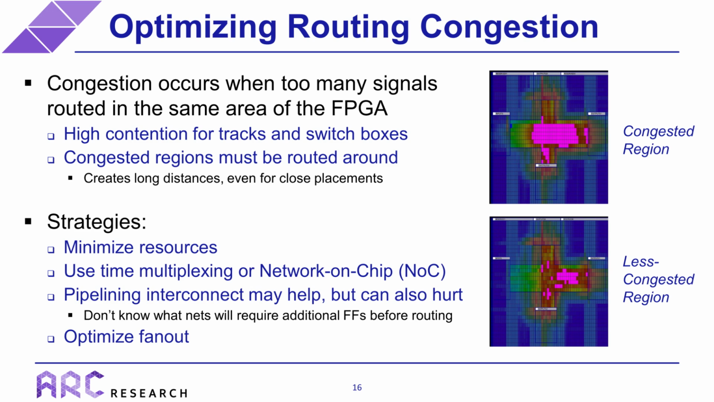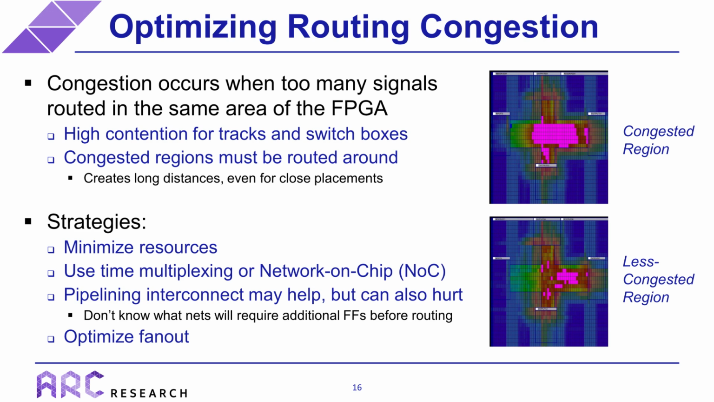So we just looked at how to optimize distant resources, and we're now going to take a look at how to optimize routing congestion. First, routing congestion occurs when too many signals or wires are routed in a certain area of the FPGA, which creates high contention for the routing tracks, switch boxes, and other reconfigurable interconnect resources. The figures on the right show some examples of this, where the bright pink regions correspond to routing congestion. The top example routes a large amount of signals through the center of this design, which creates a significant amount of congestion. Now the lower example has less congestion, which will be made possible through various optimizations.